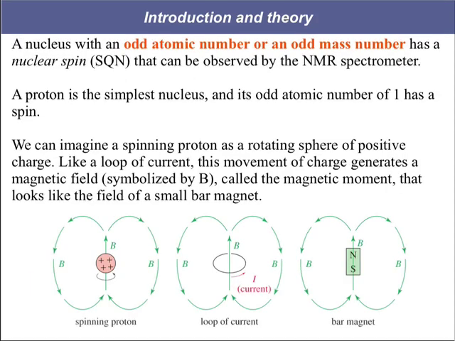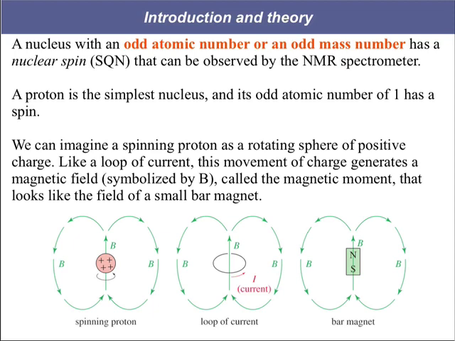So like we said, a nucleus with an odd atomic number or an odd mass number will have a nuclear spin from the spin quantum number, and that nuclear spin will allow the nucleus to interact with a magnetic field, generate different states, and we can observe the transition between those states with the NMR spectrometer. The proton is the simplest nucleus with its odd atomic mass unit of 1. It has a spin, and it has 2 states.